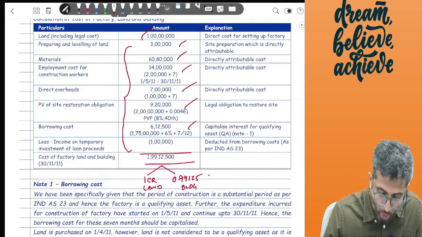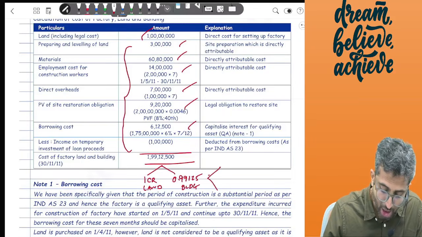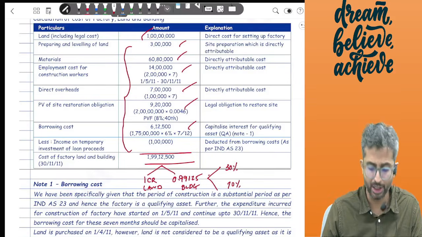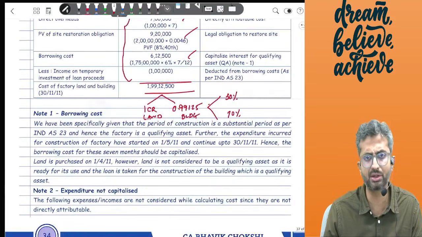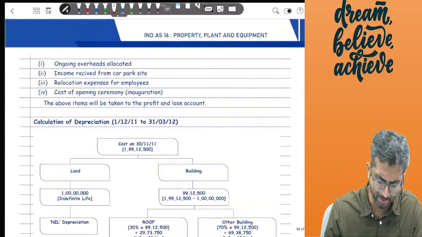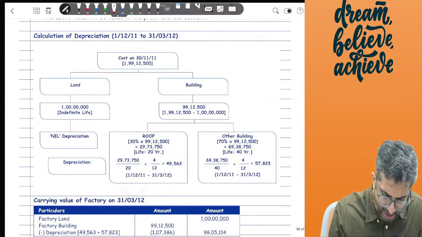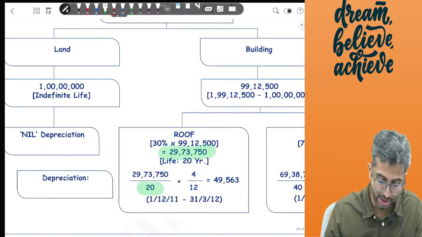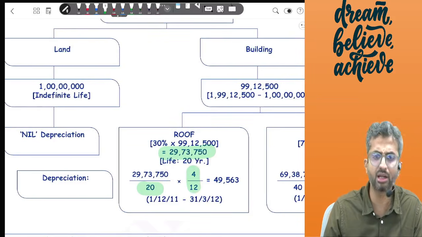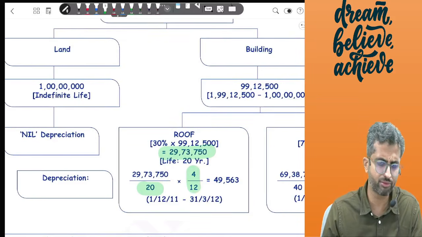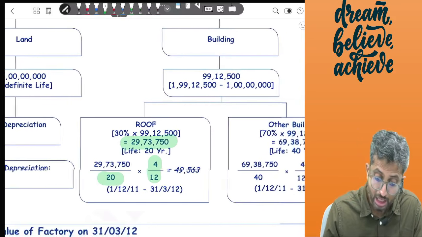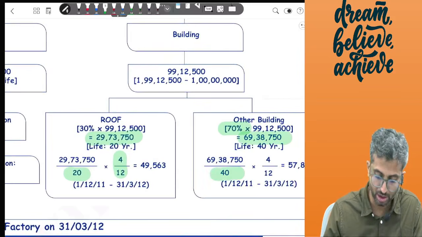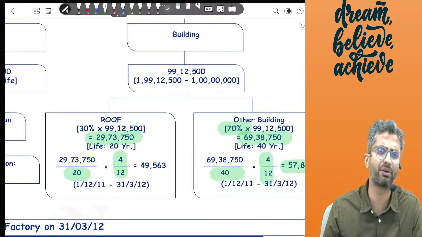building. Now we have been told that within the building 30% is attributable to roof, 70% is attributable to the other parts, and hence 99 lakh 12,500 into 30%, whatever that comes to, probably around 29 lakh and something. This is attributable to roof, which will depreciate over 20 years to get the per annum depreciation, and then figure out how much is the 4 monthly depreciation. The other part, which is 70%, comes to around 69 lakhs, depreciated over 40 years into 4 by 12. So this is around 57,000.